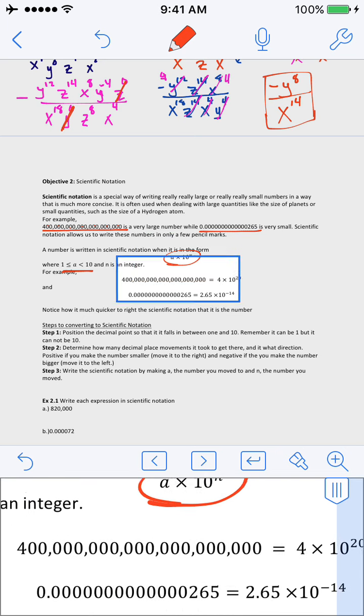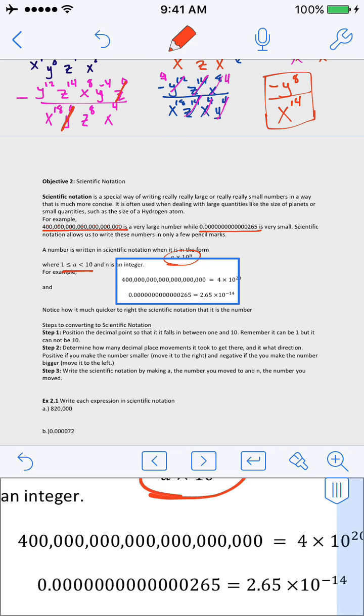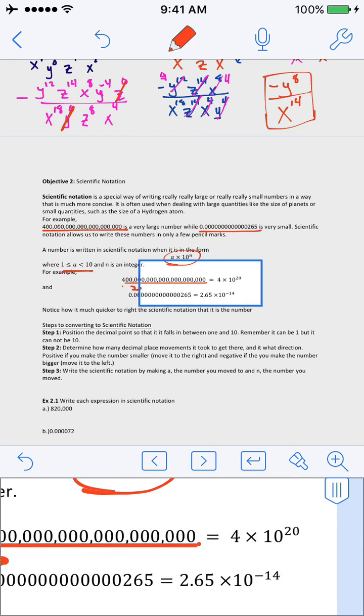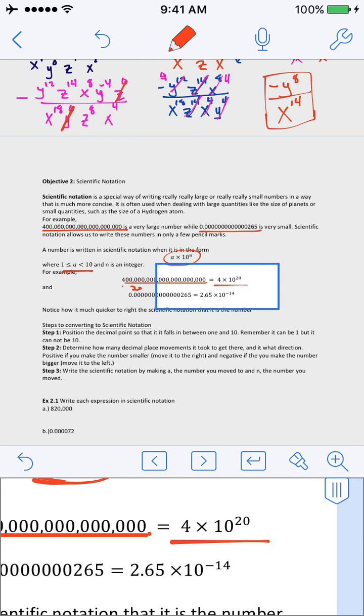So in our 400 quintillion number, we would take the decimal point, which is right about there, and we would move it to the left as many times as necessary so that the a part becomes between 1 and 10. So we move it 1, 2, 3, 4, 5, 6, 7, 8, 9, 10, 11, 12, 13, 14, 15, 16, 17, 18, 19, and 20. We move it 20 decimal places, and that is how we get a number between 1 and 10, and that number would be 4. So we end up with 4 times 10 to the 20th.